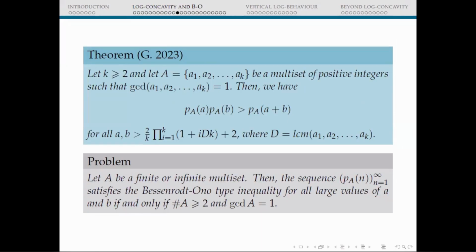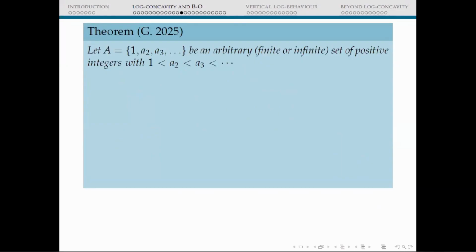Good. So as I mentioned, there are also proofs in a combinatorial manner. Let me present one. Actually, it is not directly related to the Poisson-Ono inequality, but it's a criterion for the A-partition function when A is an infinite set of positive integers. It may also be finite, but we have the complete description for finite multisets. So let us consider now infinite A.